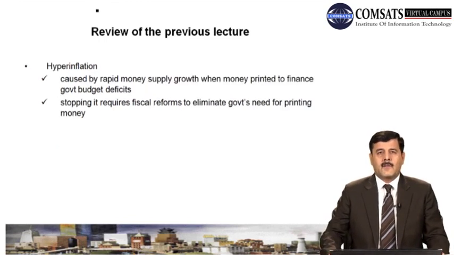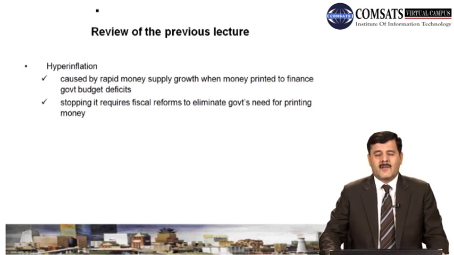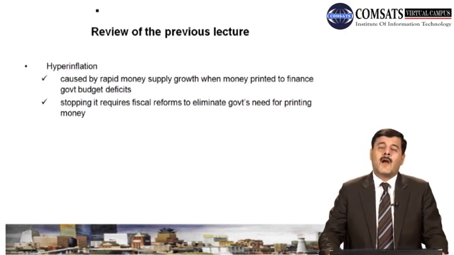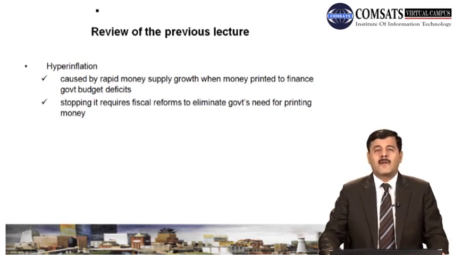Last, what we've learned in the lecture, the last concept was hyperinflation. It is caused by rapid money supply growth, when money is printed to finance a budget deficit. If the government wants to raise revenue by printing money, or they print excessive money supply in the economy, more notes in circulation, that becomes the cause of hyperinflation. Normally, if inflation pi is greater than or equal to 50%, we can say that there is hyperinflation in the economy.